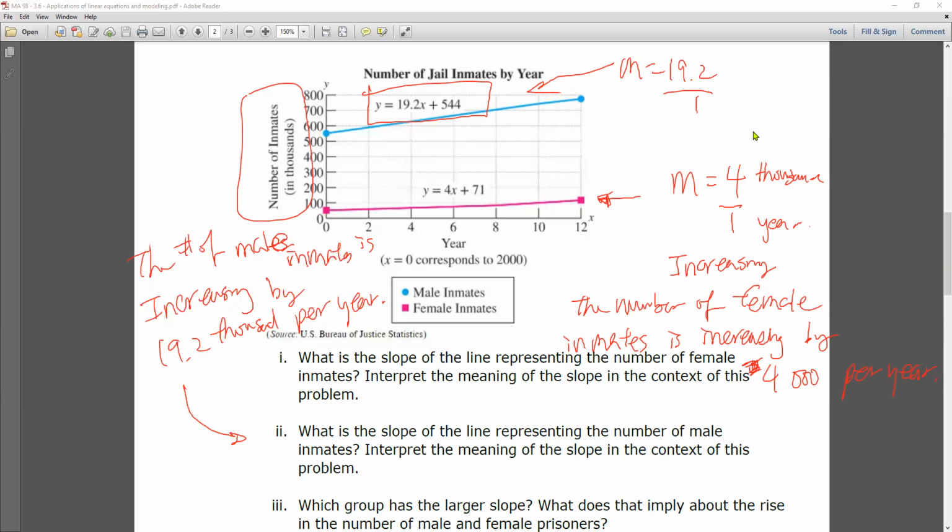What does that imply about the rise in the number of male and female prisoners? Well, if you look at it, the guys have a bigger slope. So 19.2 is definitely bigger than 4. Okay, so the explanation we basically already said up top. The slope tells you about the rise and the decline of the male and female prisoners, and it looks like in this case, the population of the prisoners is increasing and not decreasing.